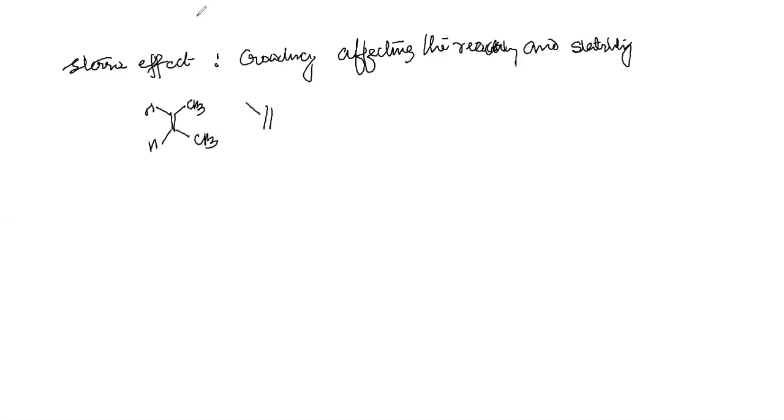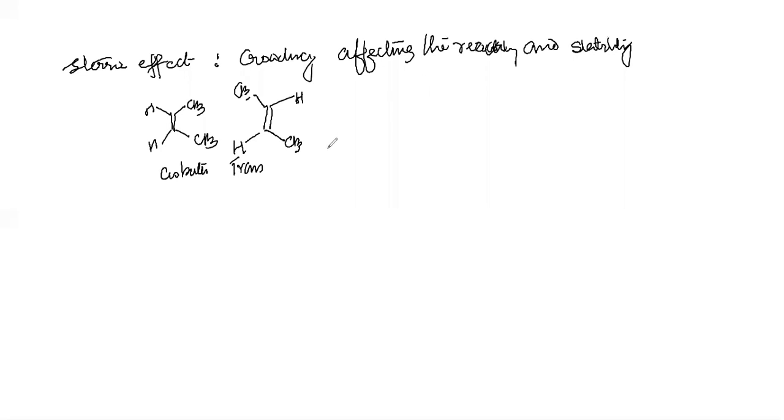Oh, sorry. CH3 here and CH3 here. Why? Because the CH3 groups are far away from each other. So this is cis-butene and this is trans-butene. Trans-butene is more stable than cis. That is because the bulky groups are away from each other.